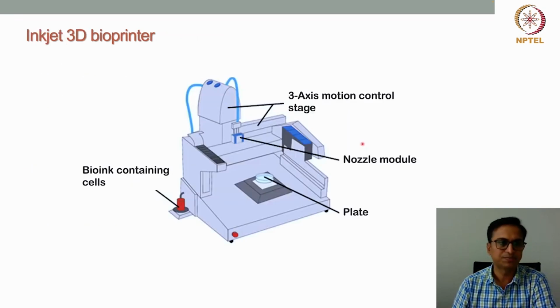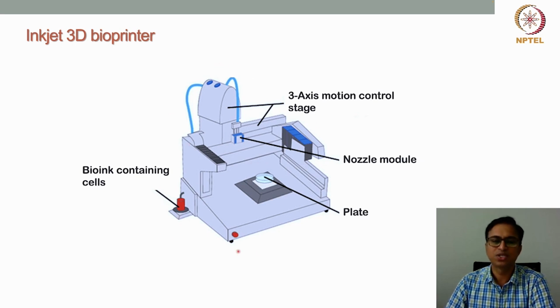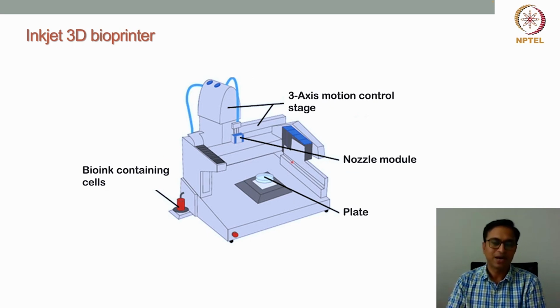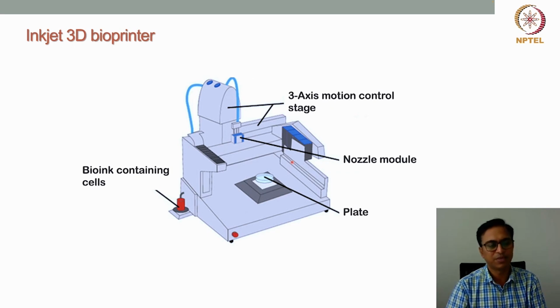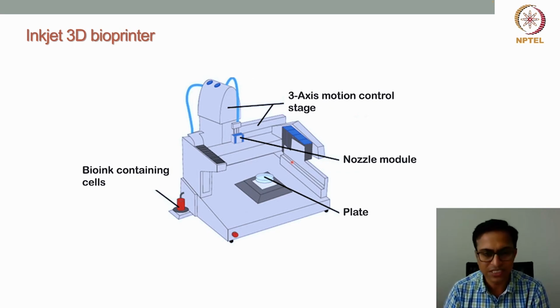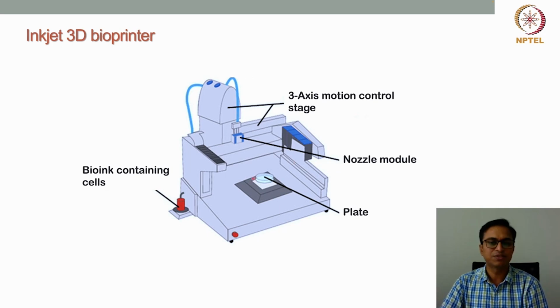Now this is a diagram of an inkjet 3D bioprinter. If you look closely, this looks very similar to your office printer, right? Of course, the office printer can be based on inkjet or laser, but an inkjet office printer is very similar to all this. But here there are a few differences. First we will see what the different components of this inkjet 3D bioprinter are.